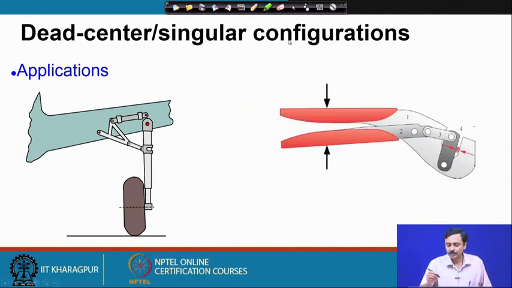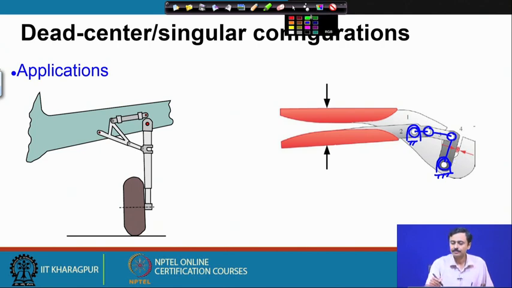Another is this crimping tool. Once again, you see this is a ground, there is this link, there is another link that goes to a ground. Again, links 2 and 3, they are straightened out. So, therefore, link 4 is in an extreme configuration. Link 4 is in almost an extreme configuration.